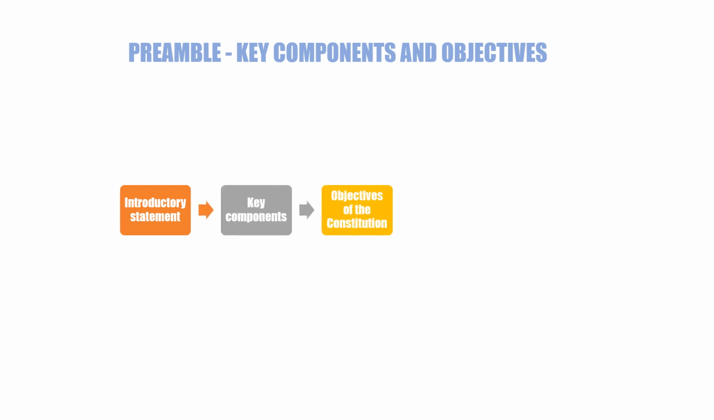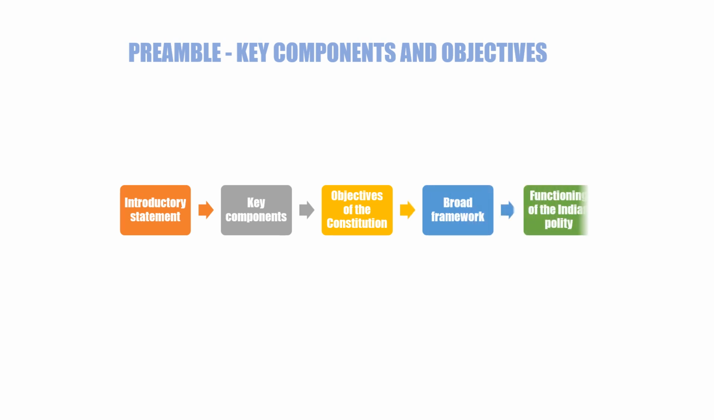The key components and objectives of the Preamble. The Preamble of the Constitution of India is an introductory statement that briefly outlines the key components and objectives of the Constitution. It serves as a preamble to the Constitution and provides a broad framework for the functioning of the Indian polity. Here we explore the key components and objectives of the Preamble.